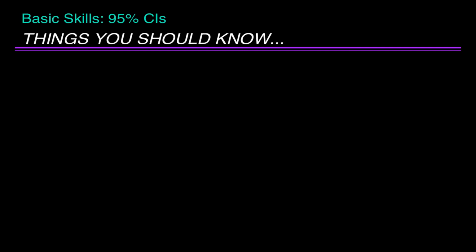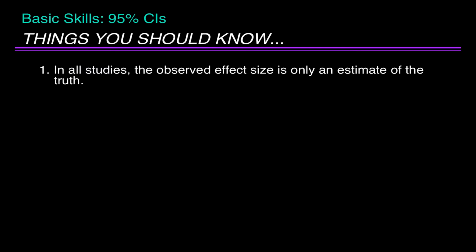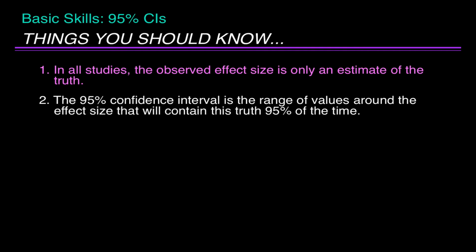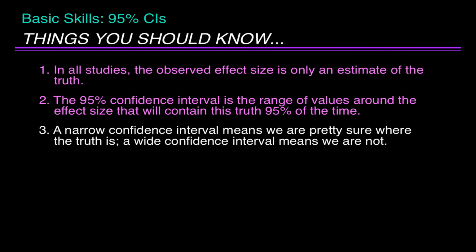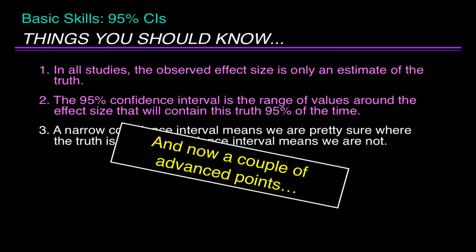You ready? In the last video, I went over the simple things you should know about 95% CIs. First, that in all studies, the observed effect size is only an estimate of the truth. Second, the 95% confidence interval is the range of values around the effect size that will contain this truth 95% of the time. And third, a narrow confidence interval means we're pretty sure where the truth is. A wide confidence interval means we are not. Now for a couple of advanced points.